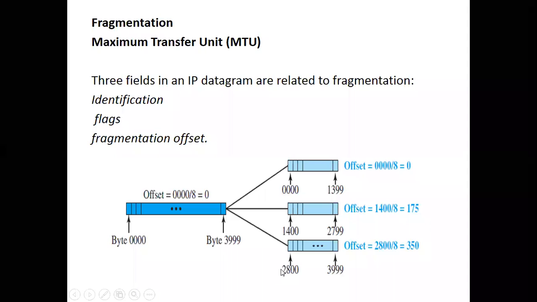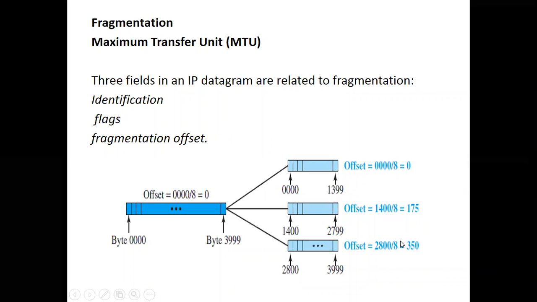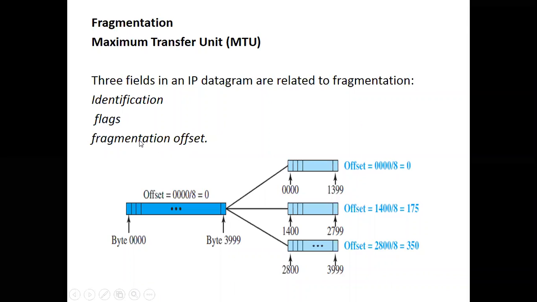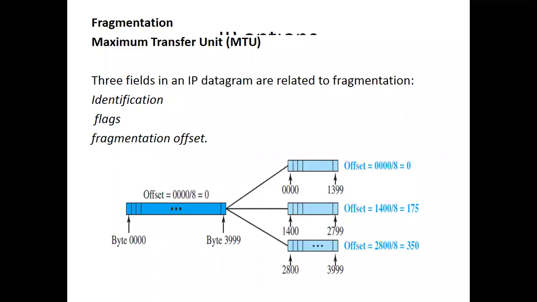Again, 2800 divided by 8 is 350. Instead of storing 2800, you can store the value 350, because it doesn't take that much space. The full value takes more space than is available in the fragmentation offset, because it is a 13-bit value, not a 16-bit value. That is one of the problems. So to reduce the size, the fragmentation offset can be written into the datagram header format. With this specification, the fragmentation procedure will work.